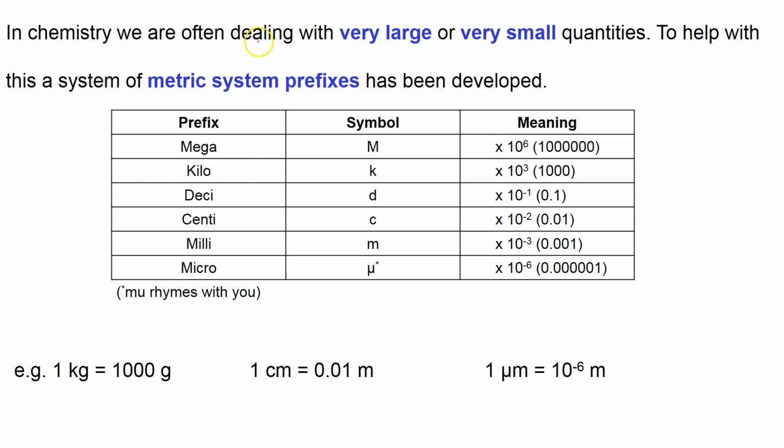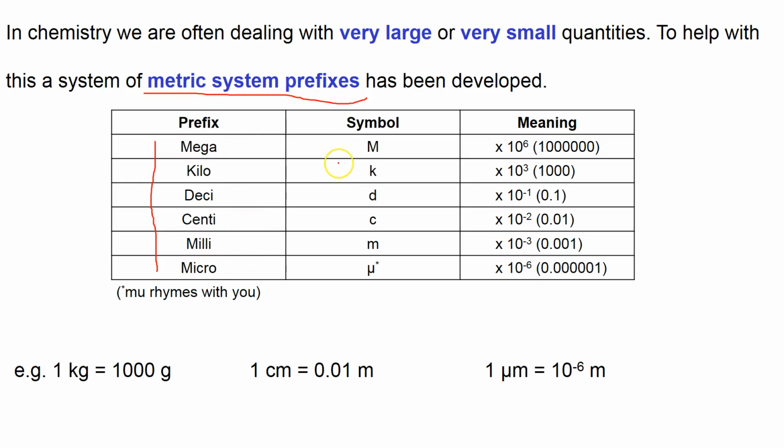The metric system has this really cool system of what we call metric system prefixes. These are letters that indicate that we're multiplying by a particular power of 10. There are 6 that I would like you to memorize: mega, kilo, deci, centi, milli, and micro.